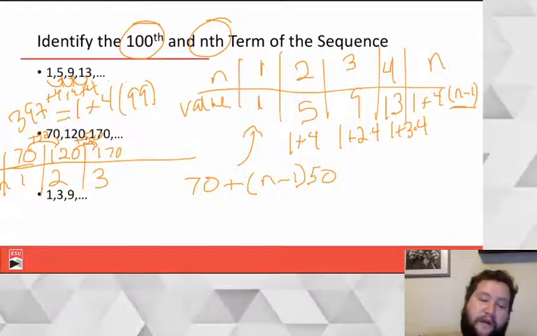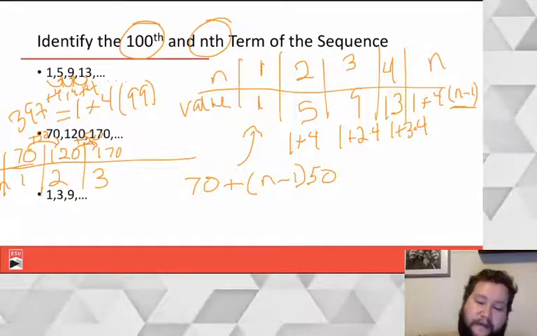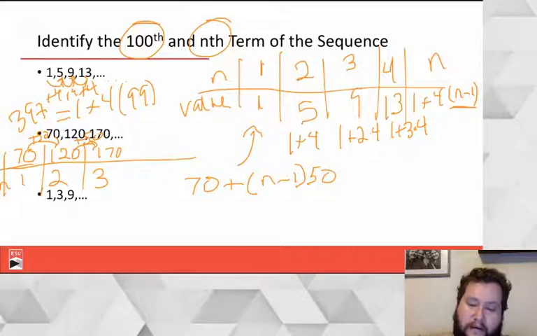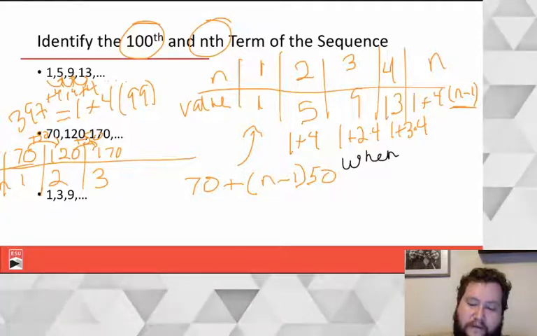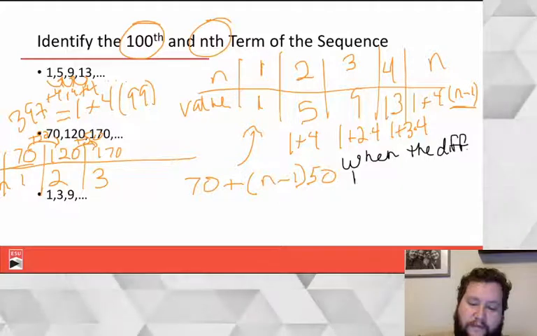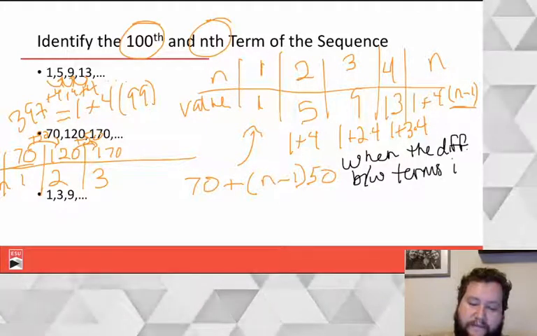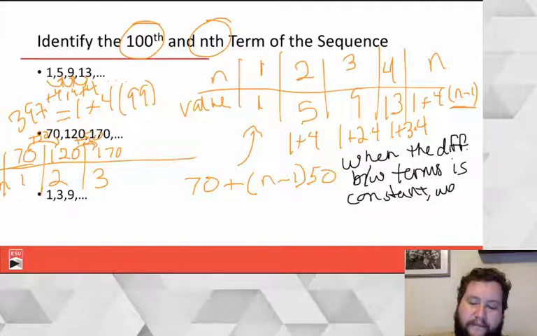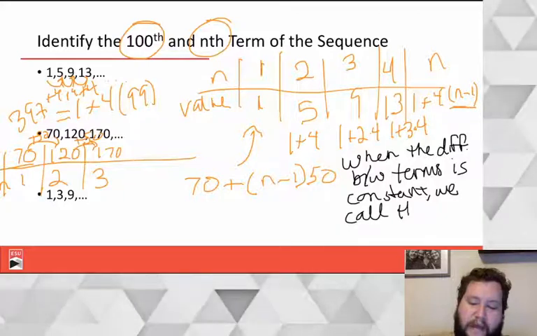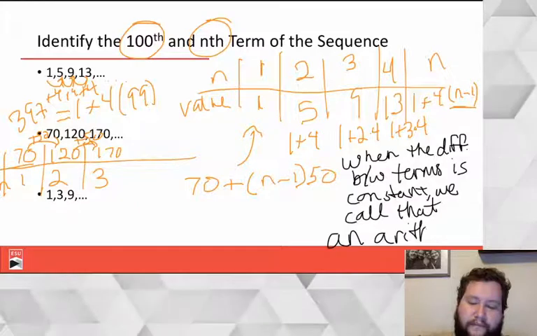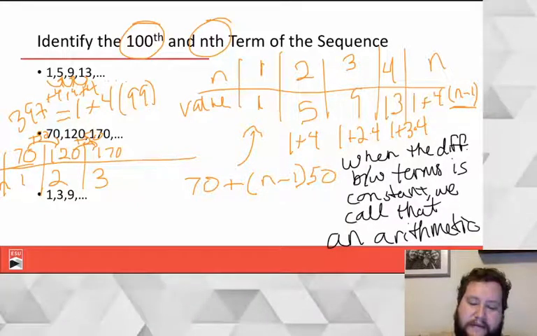And so whenever our difference, let me get a different color. So when the difference between the terms is constant, we call that an arithmetic sequence.